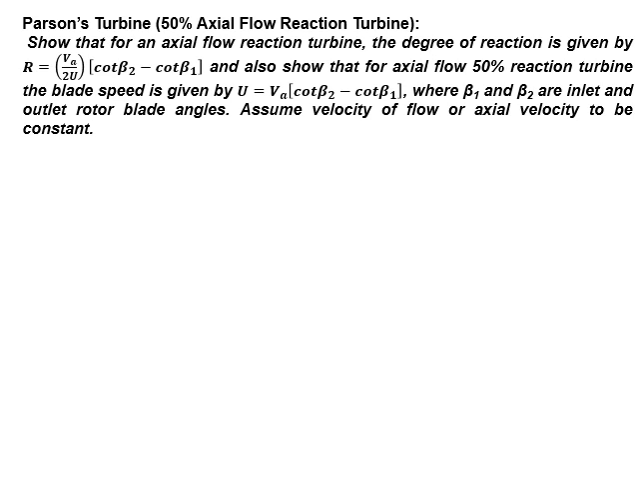So that is, show that for an axial flow reaction turbine, the degree of reaction is given by R equals V_A by 2U into (cot beta 2 minus cot beta 1), and also show that for an axial flow 50% reaction turbine, the blade speed is given by U equals V_A (cot beta 2 minus cot beta 1), where beta 1 and beta 2 are inlet and outlet rotor blade angles. Assume velocity of flow, or axial velocity, to be constant.